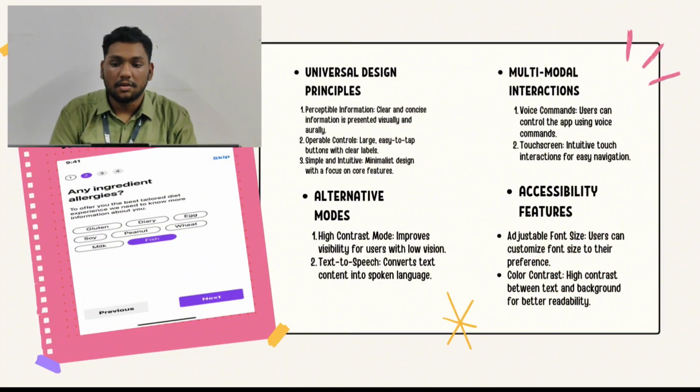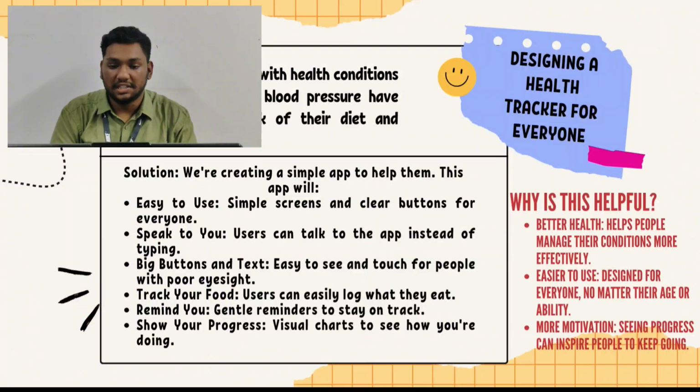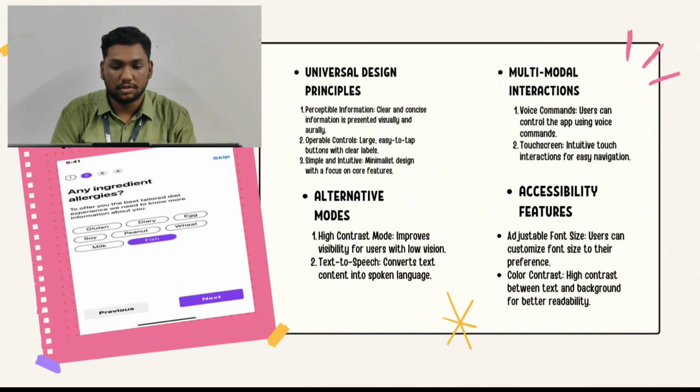Multimodal interaction, voice commands. Users can control the app using voice commands. Touchscreen: intuitive touchscreen interaction for easy navigation. For alternative modes, high contrast modes improve visibility for users with low vision. Text to speech converts text content into spoken language. For accessibility features, color contrast: high contrast between text and background for better readability.